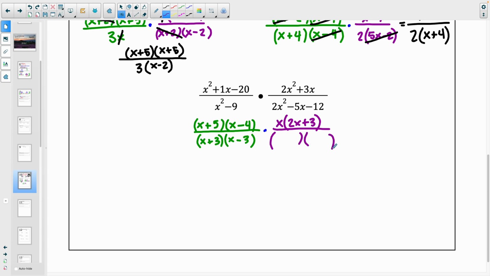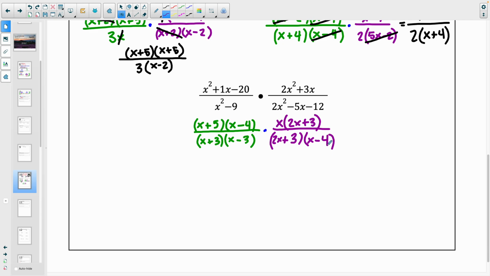Our sign analysis tells us that it's going to be 1 positive and 1 negative because it's a negative 12 at the end there. Only way to get to 2x squared is with 2x and x. And then we're looking for the factors of 12 that are going to have a difference of 5 when one of them is multiplied by 2. Okay, so you're probably looking at 3 and 4. And what we would want is positive 3, negative 4.